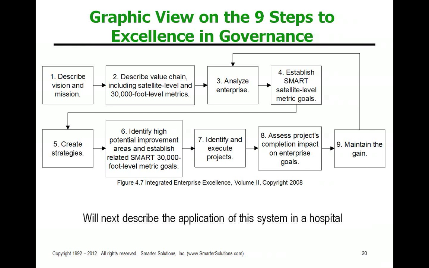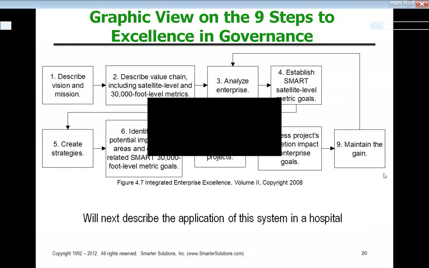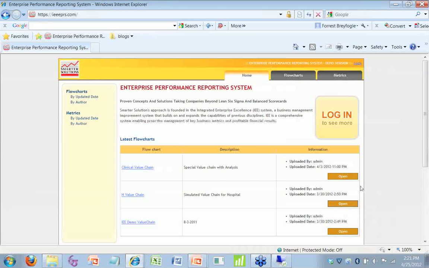Now, what I would like to do now is to describe how we could apply these techniques within an overall hospital. So this is the software that can help us do that.